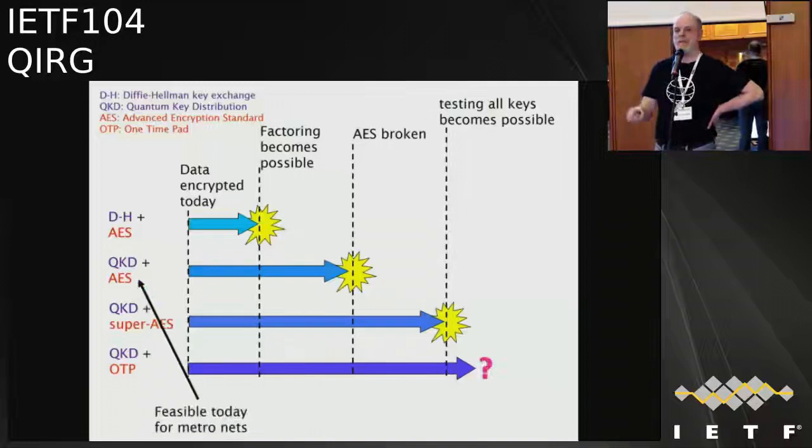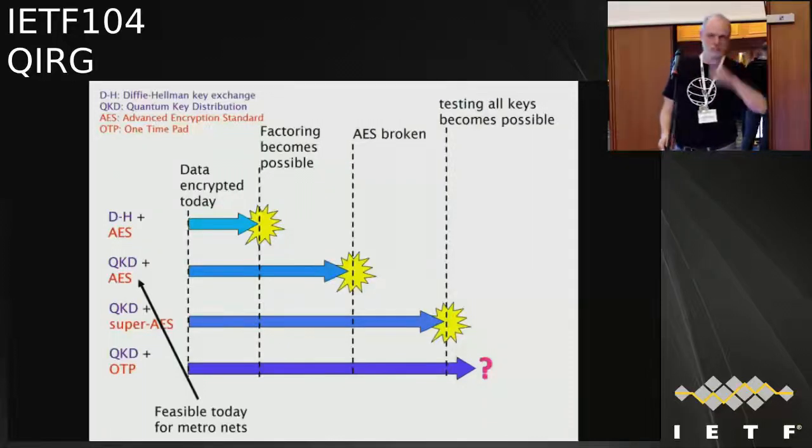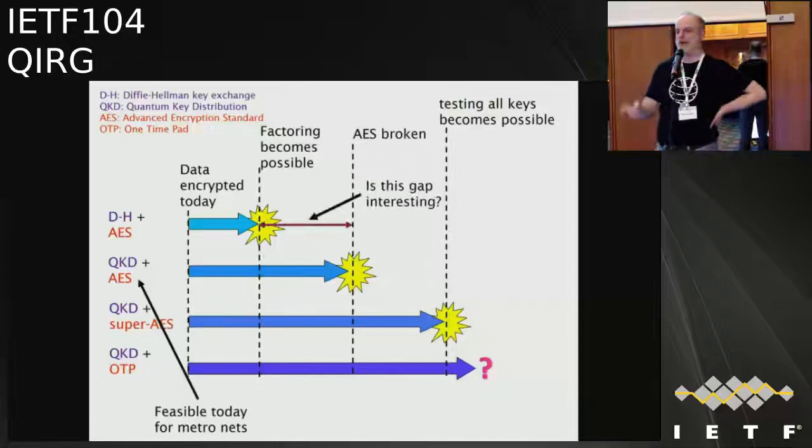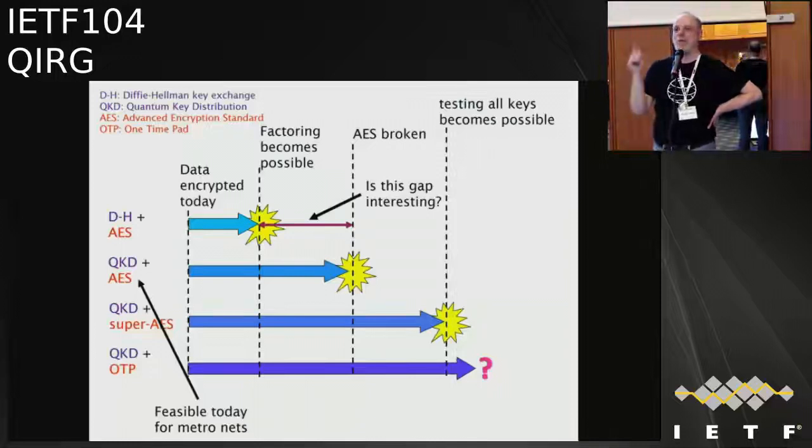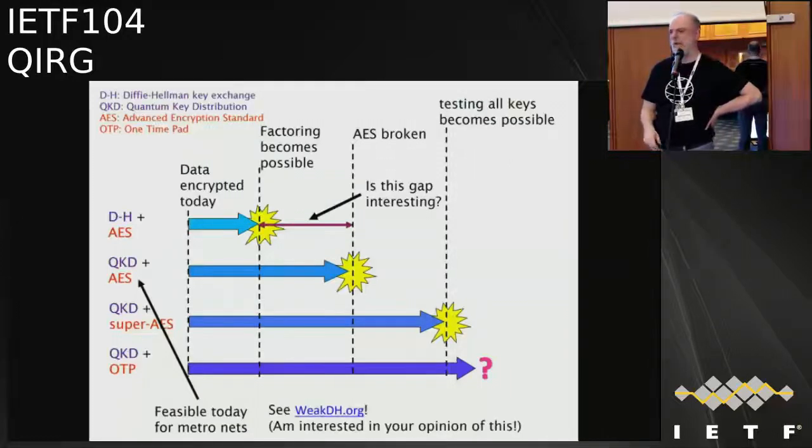This is possible today. It's possible to go out and buy boxes that do quantum key distribution and work with AES and do your encryption this way today, with a lot of caveats and a lot of limitations. So the question is, is the gap between these two states of future history actually interesting? The gap between when factoring becomes possible and when AES gets broken. If so, you should be looking at deploying QKD today. By the way, if you haven't seen the website weakdh.org, if you are a cryptographer, I would love to have people's opinion on that particular approach.